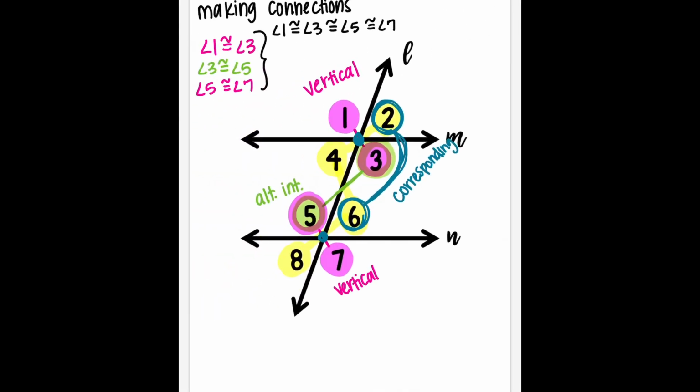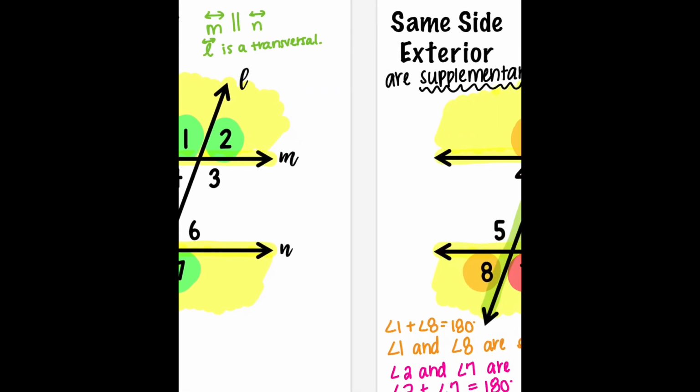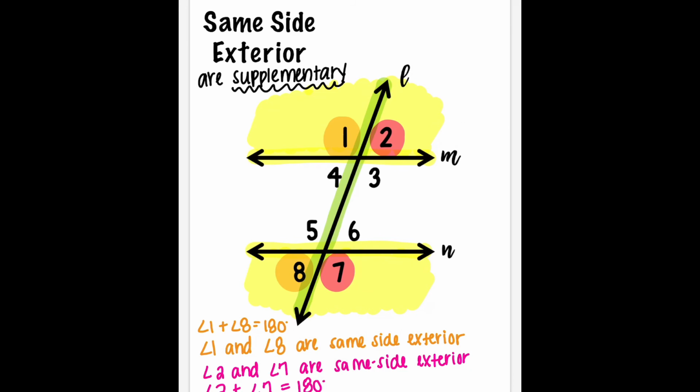Okay, now we're going to talk about exterior angles. Exterior angles are on the outsides of the parallel lines. That means they are above or below the parallel lines. So that's angles 1, 2, 7, and 8. Okay, now same side exterior.